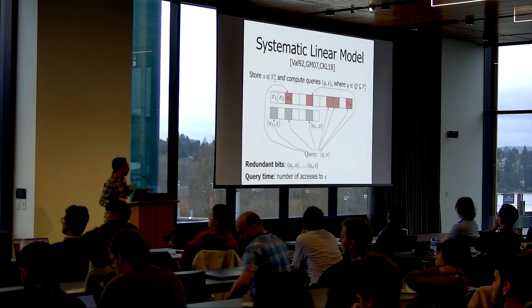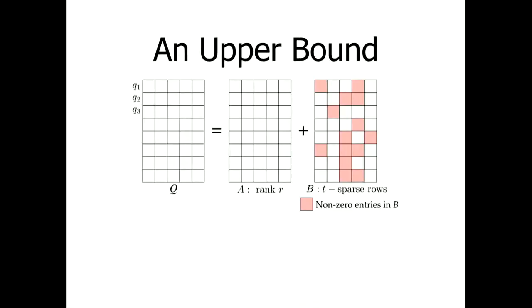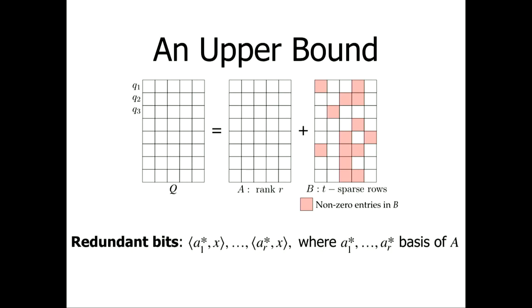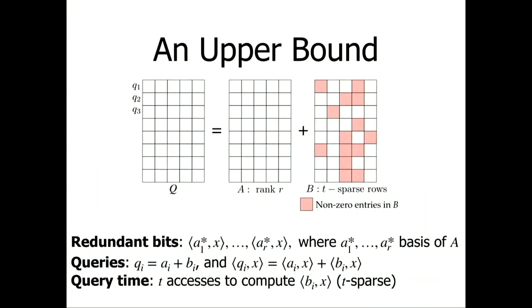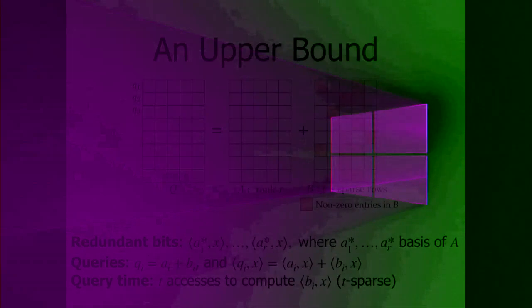Good. Okay, so now let me tell you how to get an upper bound for a query set Q in the systematic linear model if the set is not rigid. Say you take this matrix Q, and if you can write it as a sum of a low rank matrix A plus a row sparse matrix B, then I'll tell you how to get an efficient data structure from it. All you have to do is store the redundant bits to be the inner products of a1 star through aR star with x, where a1 star through aR star form a basis of A. And then we know that to answer a query, the inner product of qi with x, all you need to know is the inner product of ai with x plus the inner product of bi with x.